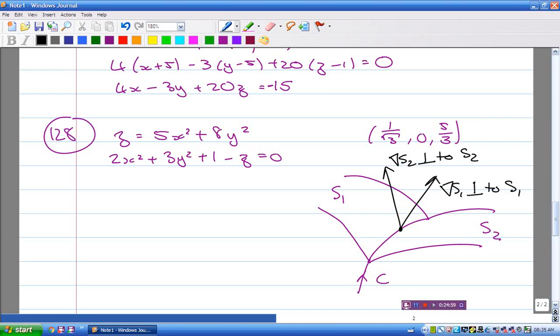If I then take those two, the curve of intersection lies on the one surface, but it also lies on the other surface. So because the two grads are orthogonal to the two surfaces, it means if I cross them, I'll find a vector that actually lies along the curve. Cross the two grads, to get the tangent vector.